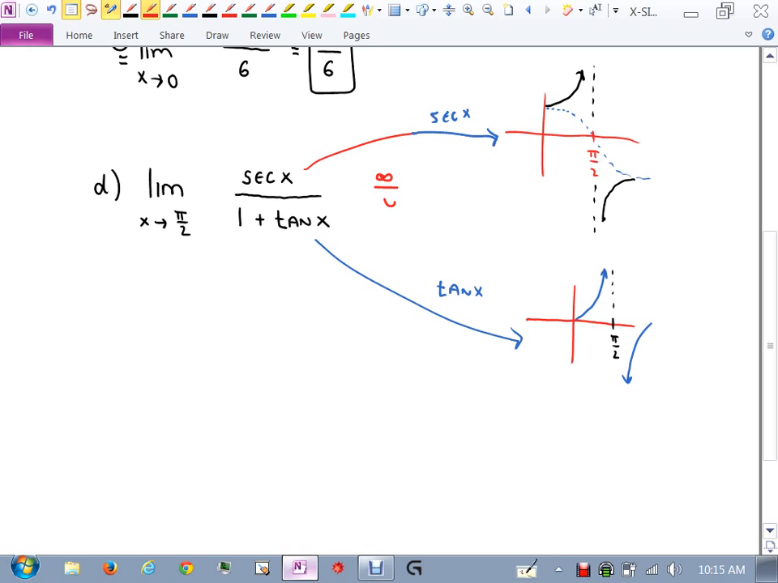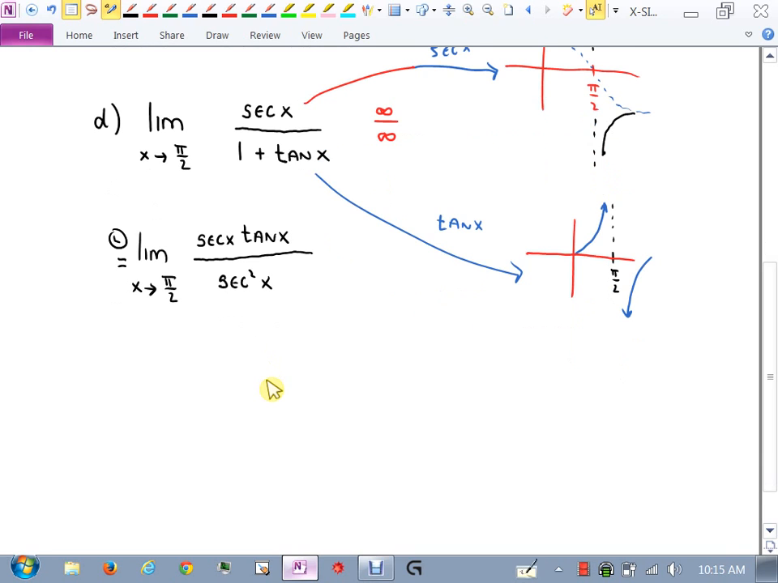You don't need a graph. Just don't guess. You could say something like infinity over infinity from graphs. Which equals, now by L'Hopital's rule, hoping for the best, preparing for the worst, derivative of secant x: secant x tangent x, over derivative of 1 is 0, derivative of tangent is secant squared. Clean it up algebraically first. Cancel a secant.